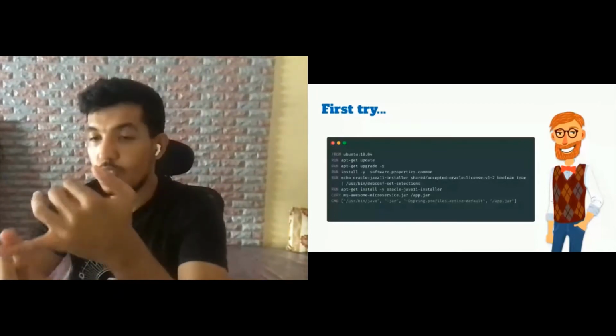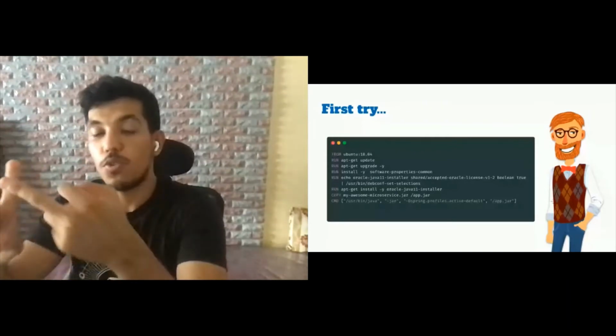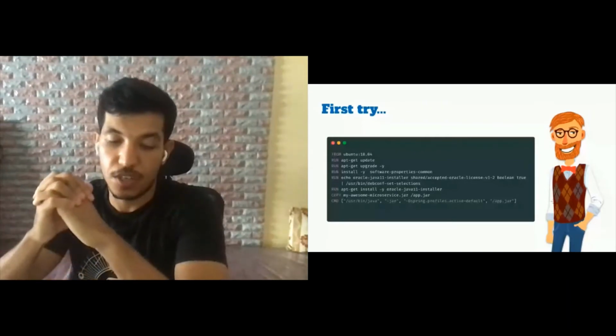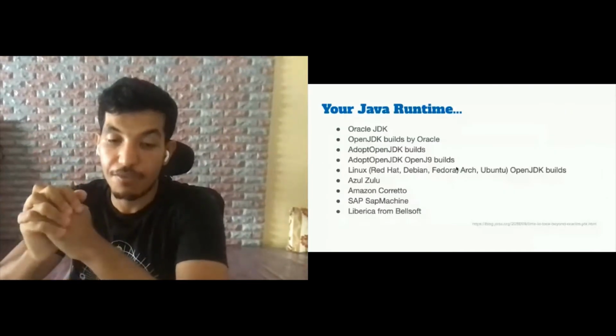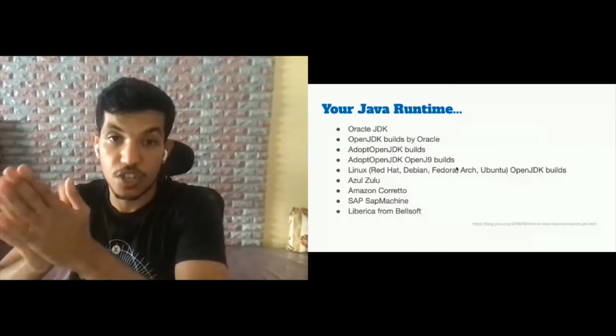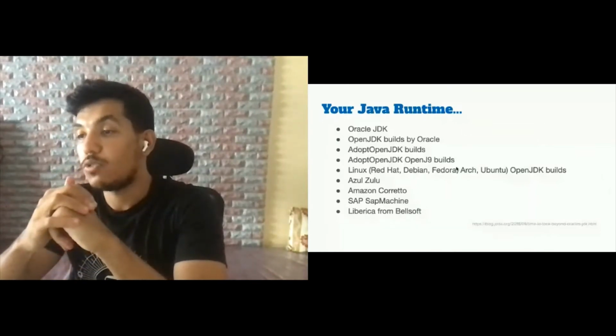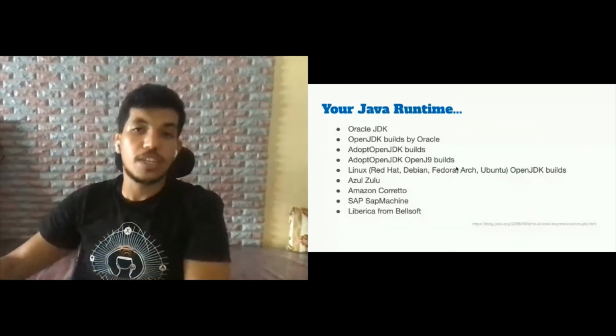So I need a good base image. I need my image to be as small as possible, and I need my container to have a fast startup. And the first thing I mentioned is to have a good base image. In the context of Java, when we talk about a good base image, we are talking about the JVM itself.